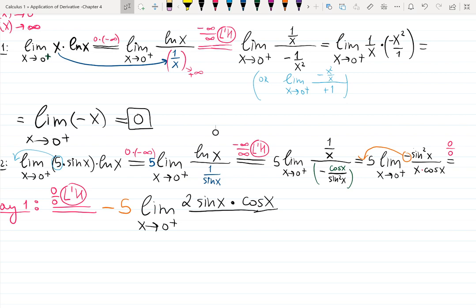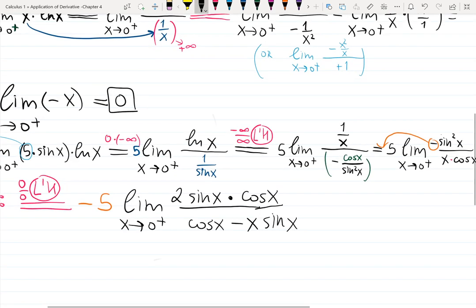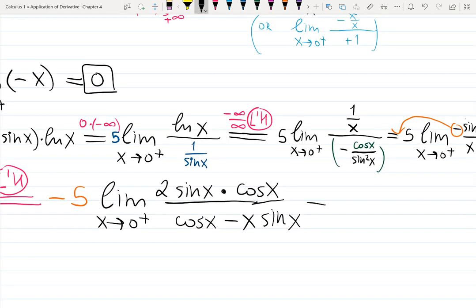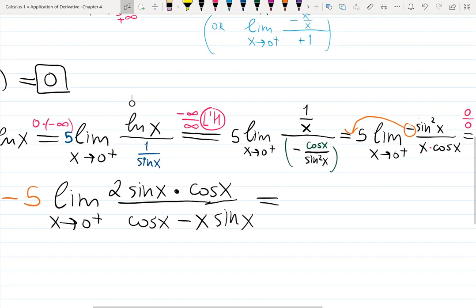Derivative of x is 1. Copy cosine x. Plus copy x. Differentiate cosine. That gives me minus sine x. A little bit long, but I think we're almost done.